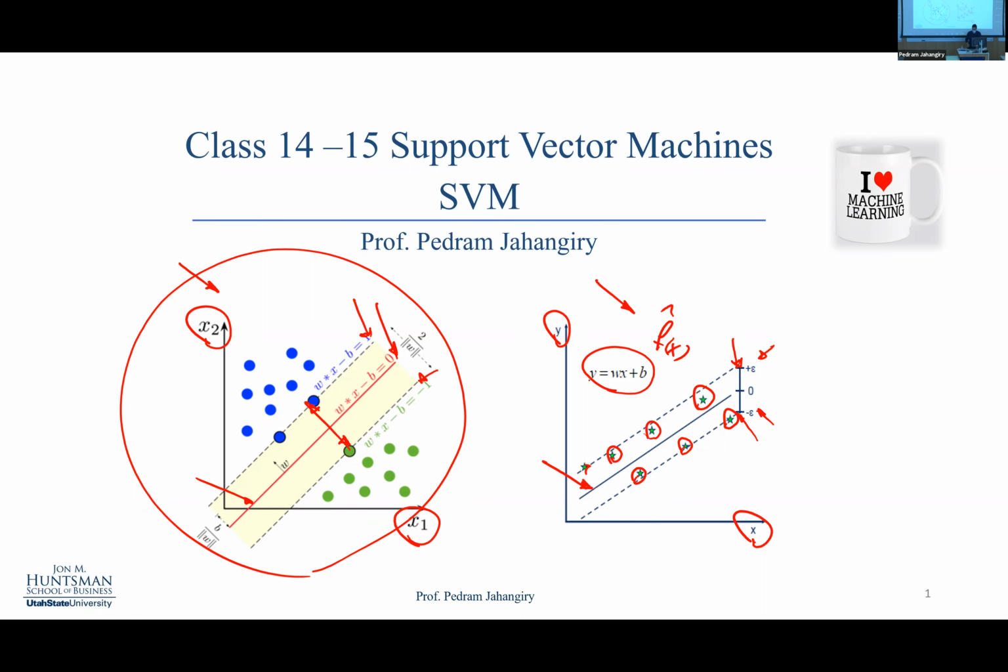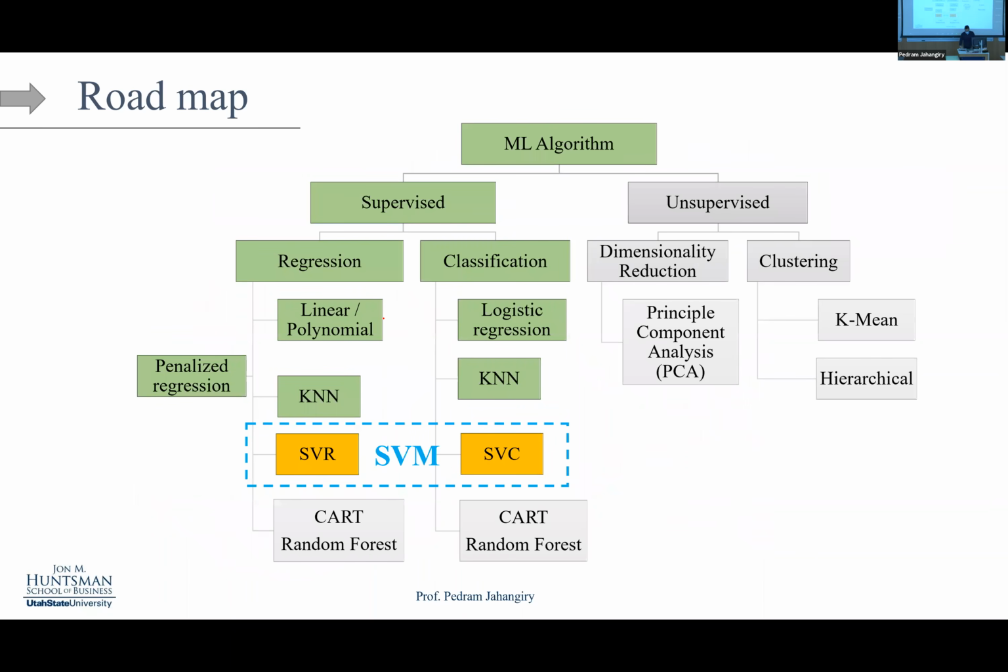Now let's look at where we are in general when it comes to machine learning models. We are still in the realm of supervised machine learning models, and now we are down to support vector machines, right? For support vector machines, we can do both classification and regression. Here I use SVC, which stands for support vector classifier, and SVR, which stands for support vector regression. But in practice, everyone calls it simply SVM, support vector machines.